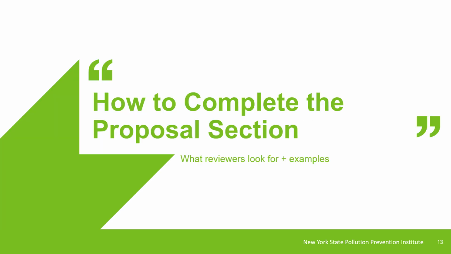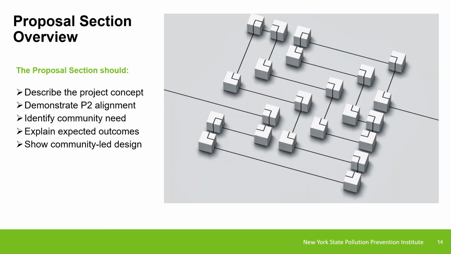Now let's shift to the application itself. We'll start with the proposal section. The proposal section tells the story of your project. It should clearly describe what you're doing, why it matters, how it reduces pollution, and how the community is leading the work.